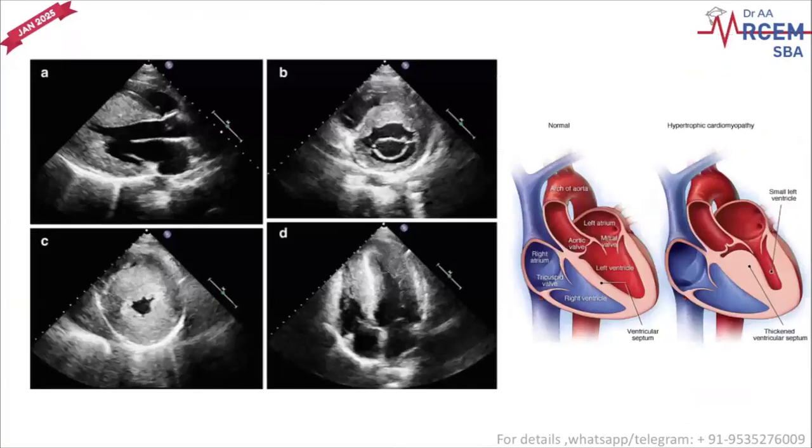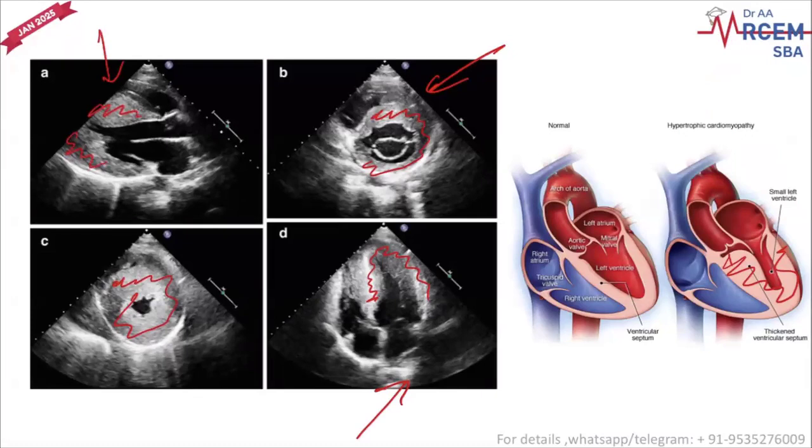On an echo, there is a thickening. This is the thickening that you are seeing. This thickening is seen here also. This is the four-chamber view that you are having. This is a parasternal short axis view. This is also a parasternal short axis view. This is a parasternal long axis view. And this is the left ventricle that you are seeing. It is quite thickened.